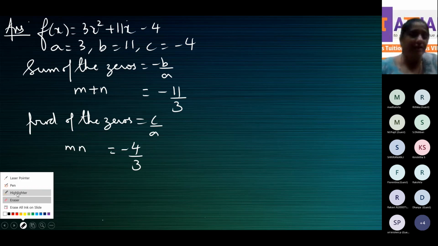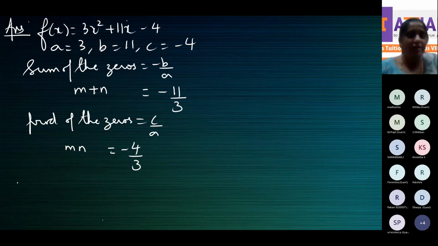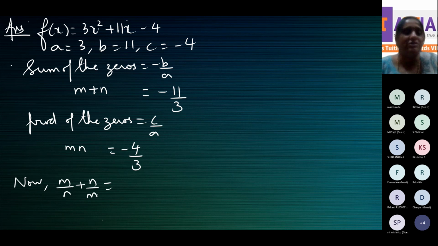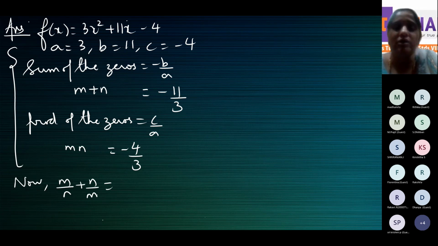Okay. Now we have to find m by n plus n by m, correct? I told you this is the preparation. Always you should do this. Whenever you have a quadratic polynomial, write the values of a, b, c, write the sum of the zeros and the product of the zeros. So you keep it handy. You will need it. Now, what should you find? M by n plus n by m. How do you do this?